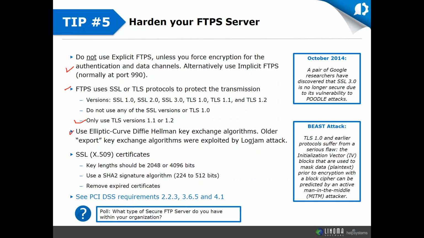And finally, since FTPS uses certificates for authentication, it's recommended to create those certificates with strong key lengths of either 2048 or 4096 bits. The longer the key, the stronger its protection. Also use the SHA-2 signature algorithms, which can be anywhere from 224 to 512 bits. Additionally, expired certificates should be removed from your FTPS server so they're not inadvertently used.